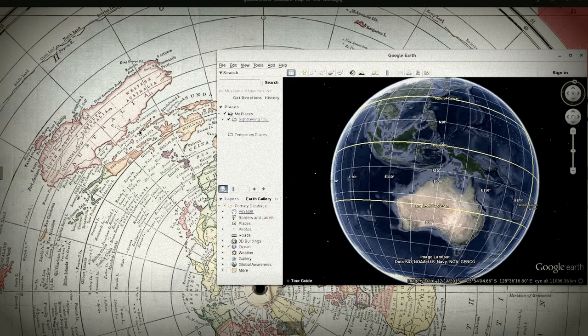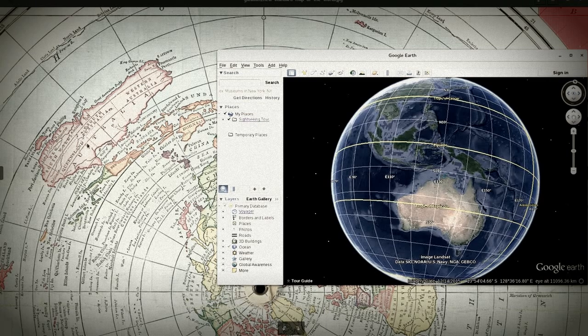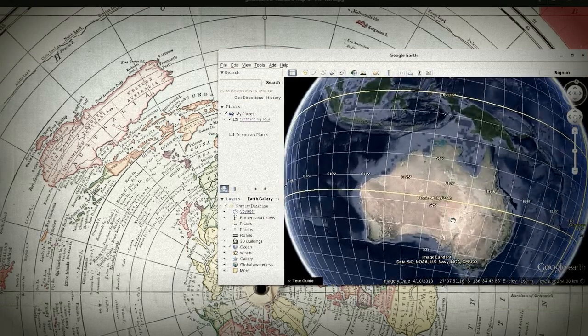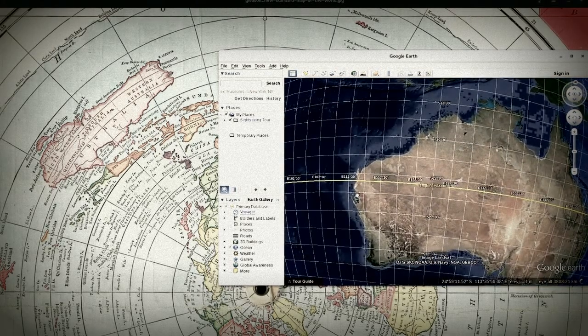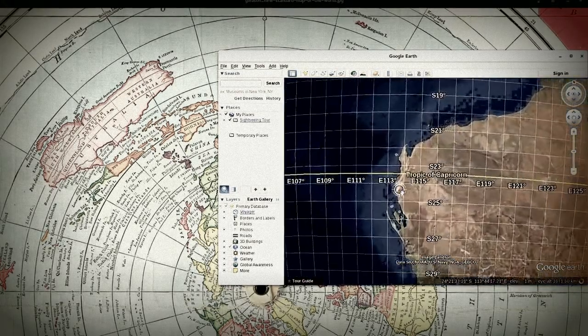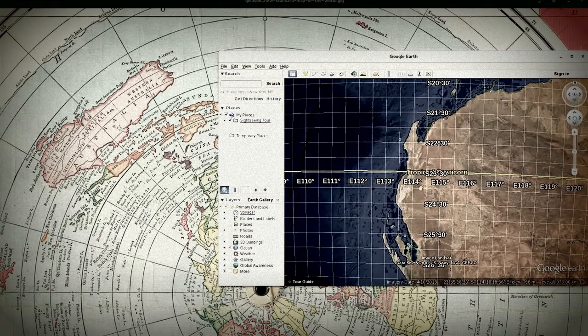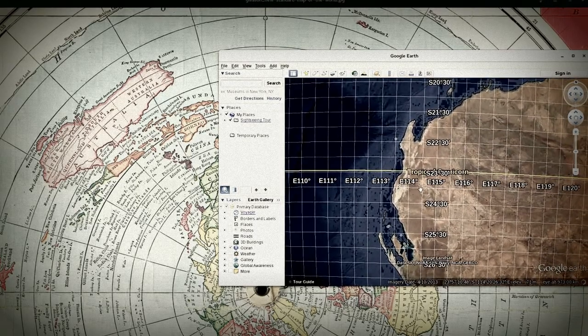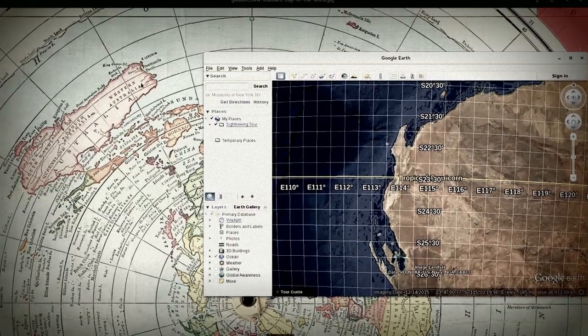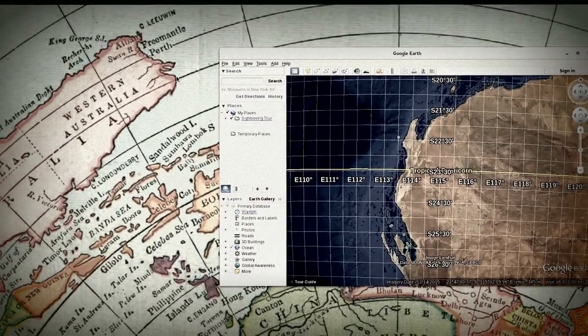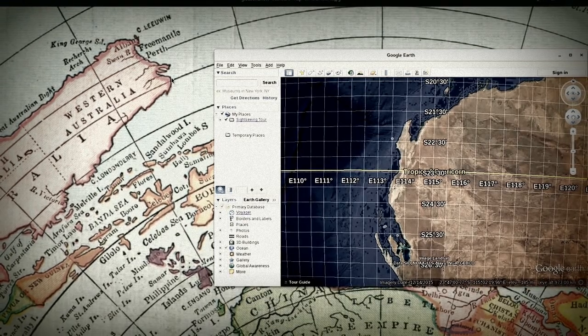Now, I decided to compare the two Australias, the one from the flat Earth from the Gleason map and the one from the Google Earth map, or the globe, if you will. And the two land masses on the two maps have a very, very different look and orientation. What is interesting, though, is that when you compare the actual points on the maps, they're identical.